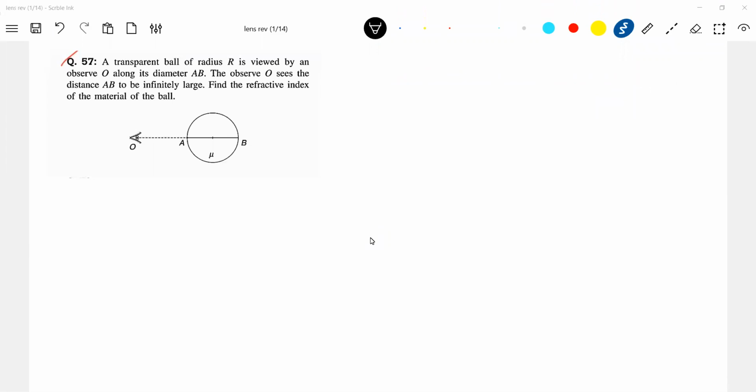A transparent ball of radius r is viewed by an observer O along its diameter. It is a glass sphere with refractive index mu. The image of AB appears infinitely large. What should be the condition for that? Find the refractive index of the material of the ball. The surrounding medium is air.